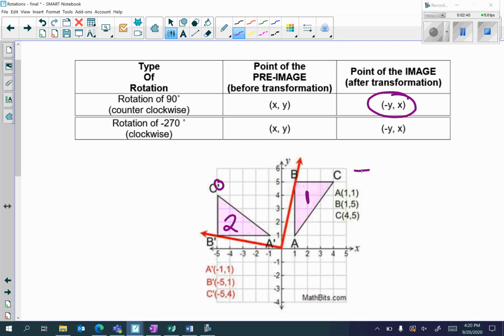So if I start in the first quadrant and I rotate it 90 degrees counterclockwise, I end up in the second quadrant. All I have to do is take x comma y and change it to be negative y comma x. So if I look at B, which is 1 comma 5, I need to find B prime. I take the y value, which is 5, make it negative, and then bring down the x value, which becomes the y value: negative 5 comma 1.